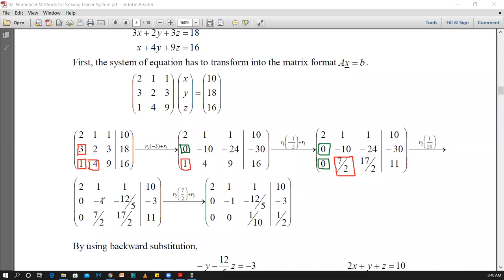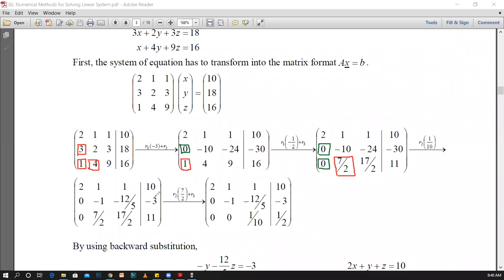It means -10 into 1 over 10, or just simply -10 divided by 10, it is -1. Then -24 divided by 10 is -12 divided by 5. Then -30 divided by 10 is -3. Now I have made the change for the second row.